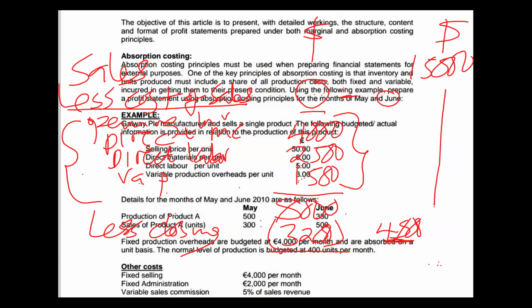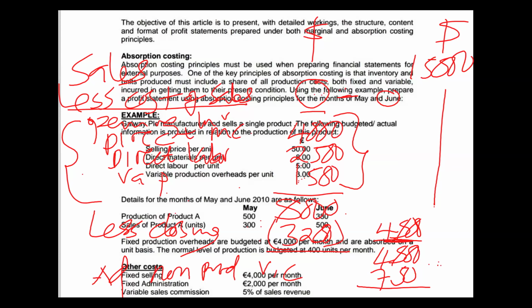So you add this to the opening inventory, and it will give you 48. Then 48 plus these non-production variable costs, like the variable sales commission, the 5% of 15,000 that you did. We call these the non-production or non-factory variable costs. So you say the 750. Did you say 5% of 15,000 is 750?